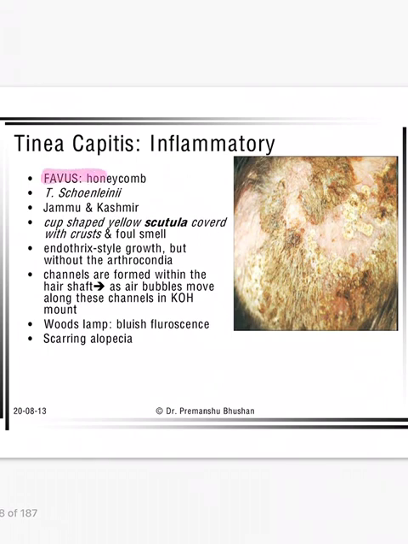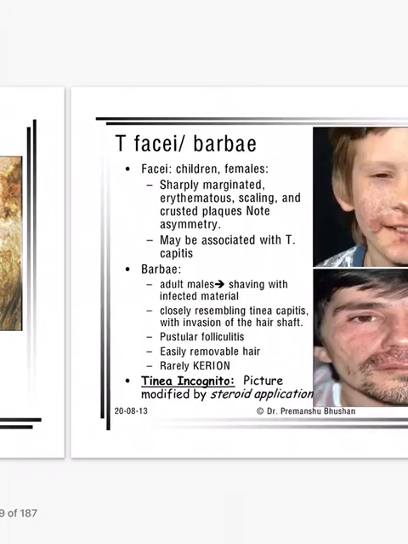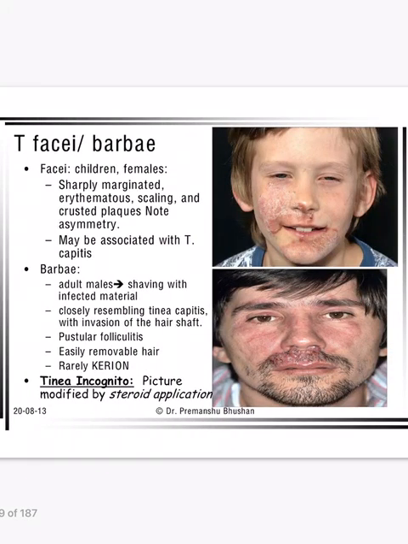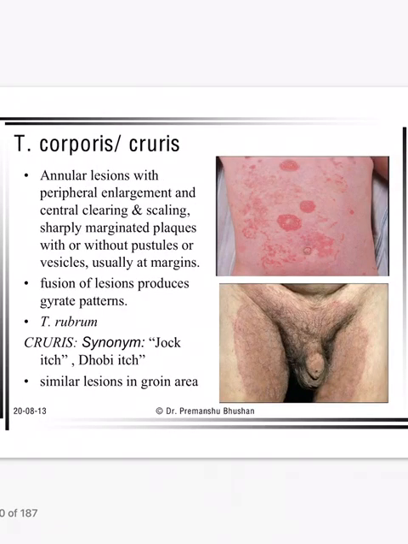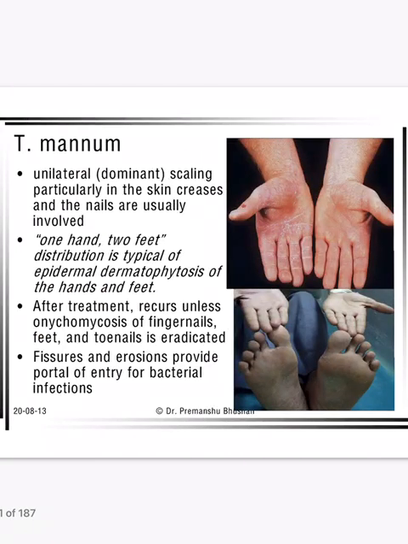Now coming on to the other thing, that is favus. Favus shows the presence of a honeycomb crust known as scutula. Now coming on to tinea faciei or barbae, if it involves the face or the beard area. Tinea incognito: if after taking steroids the picture is not as it should be, it is known as tinea incognito.